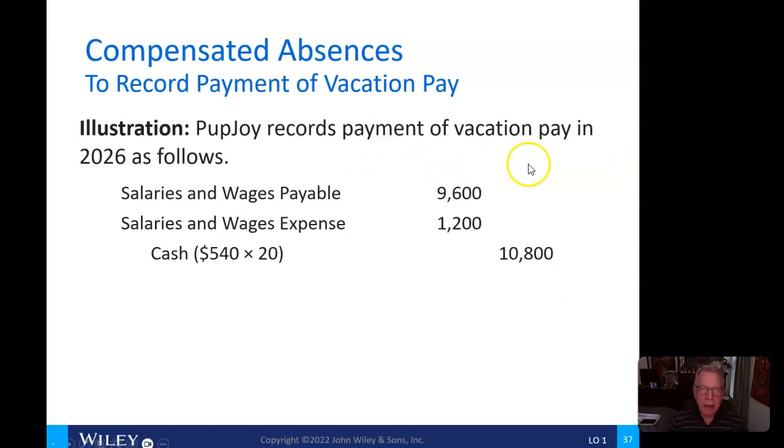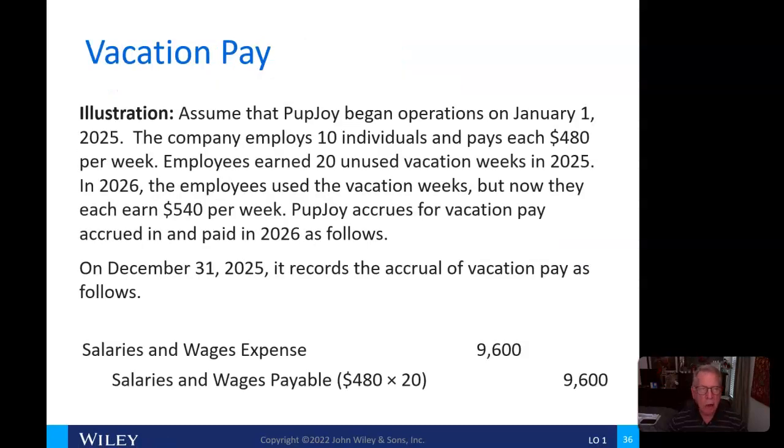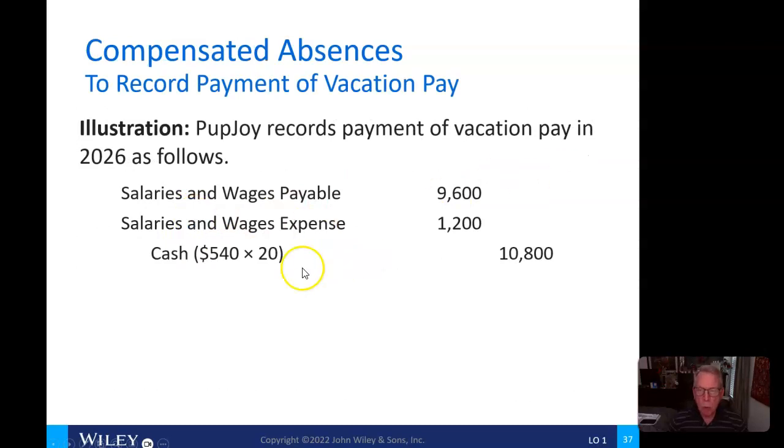Now, when we pay the vacation pay in 2026, we're going to make the payable go away, zero it out with a debit for $9,600 to salaries and wages payable, and we're going to create an additional $1,200 of salaries and wages expense and credit cash for $10,800, which is, going back here, the $540 per week times 20 weeks.